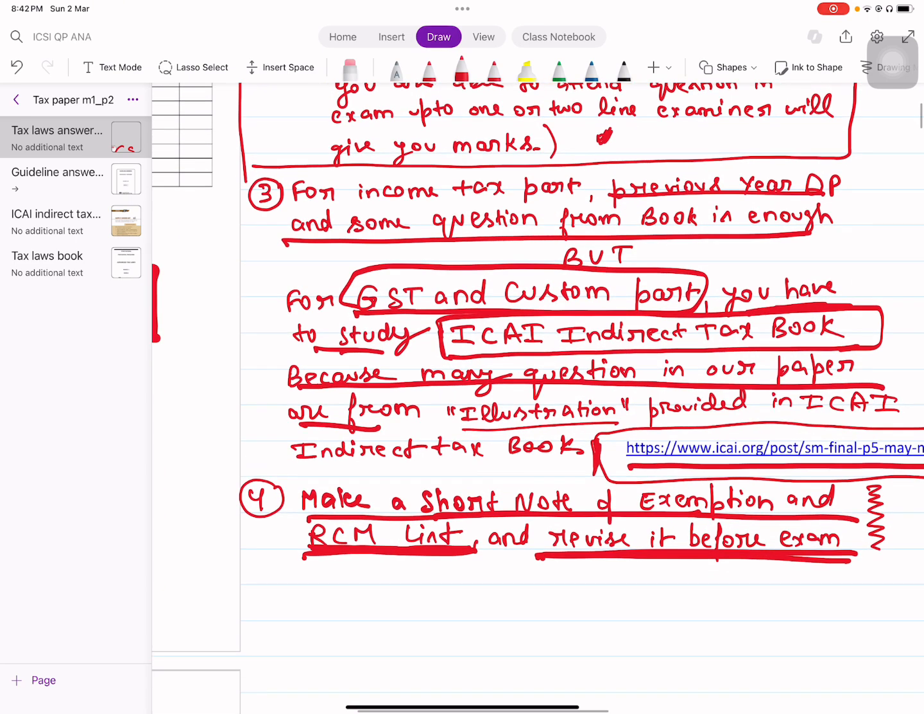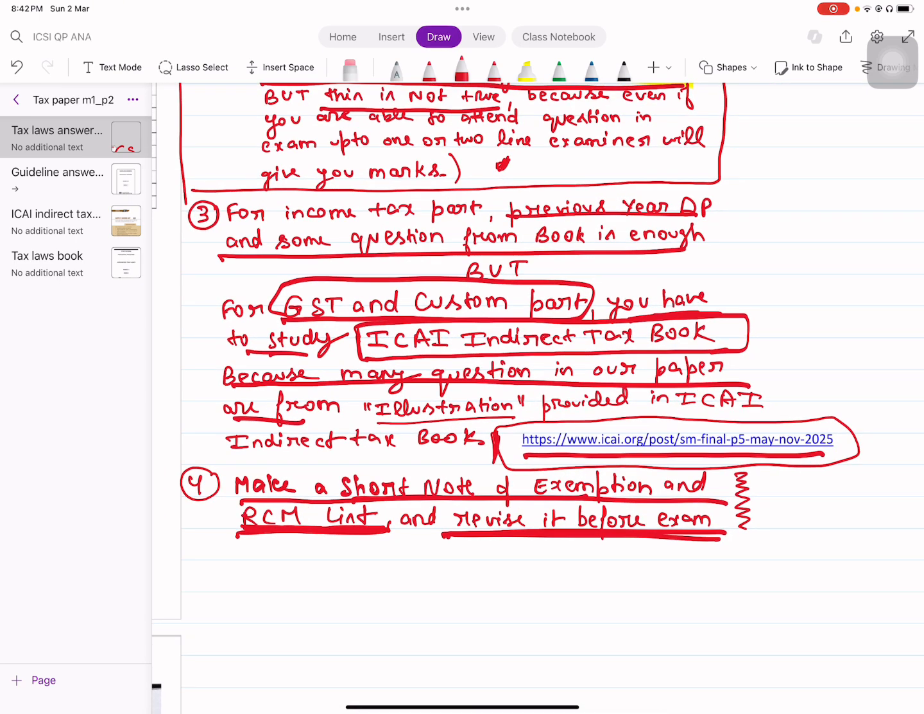Now, the second point is, for GST and customs, our ICSI book is not enough. You have to study the ICAI indirect tax book. I will give the link for the book in the description. You have to study that book if you want to cover GST and customs, because the ICSI book does not cover proper content, and there are many illustrations in the ICAI book that have come in our previous ICSI examinations.